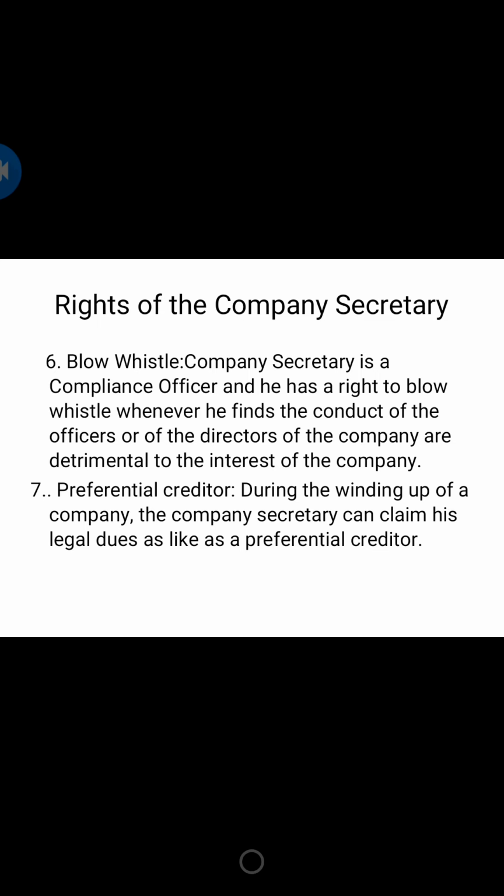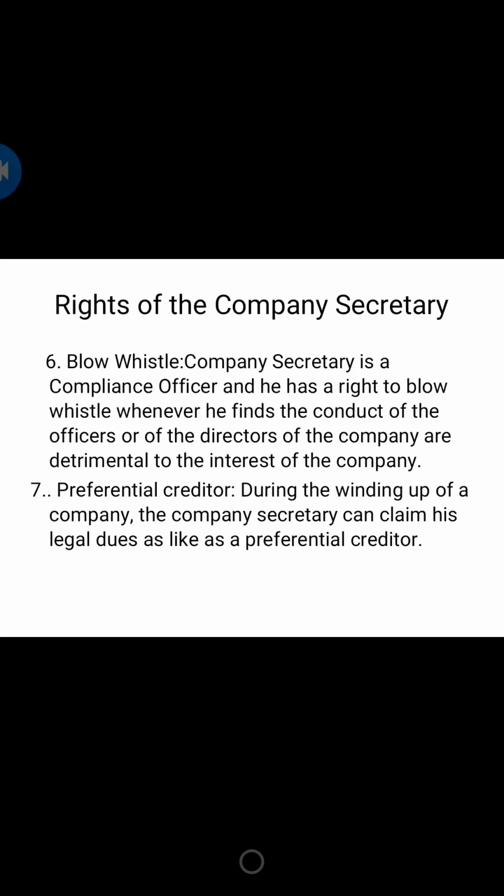So in such case, you are going to stop all these things by revealing what they are doing. Okay, so company secretary is a compliance officer. And he has a right to blow the whistle whenever he finds the conduct of the officer or the directors of the company are detrimental to the interest of the company. Okay, the next is preferential creditor.